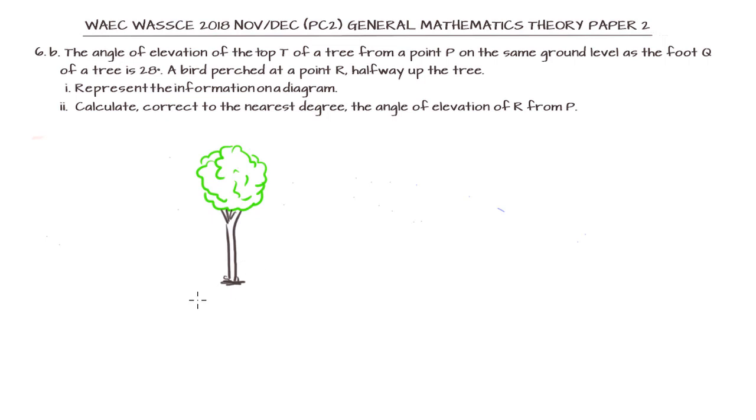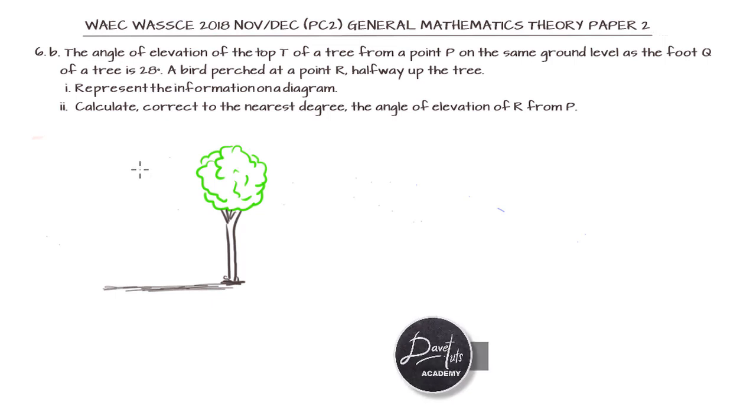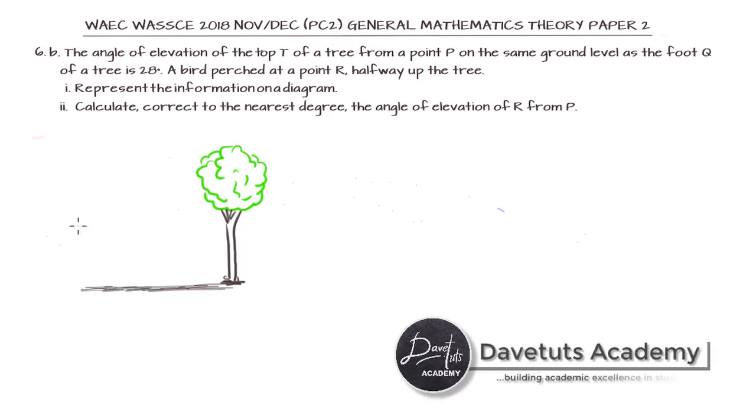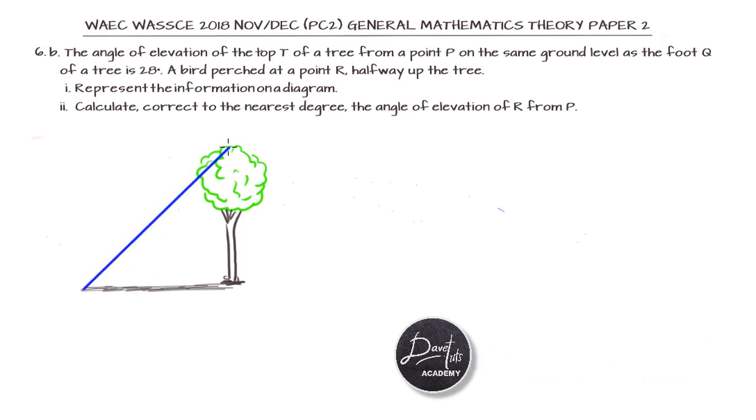So if we are to draw out our diagram, this is our tree, and then on the ground level, we are told that there is a point P on the ground level, and there is an angle of elevation to the top of the tree. So this was given as 28 degrees. Then halfway up the tree, there is a bird that perched, let's say, on one of the branches of the tree, halfway through the length of the tree.